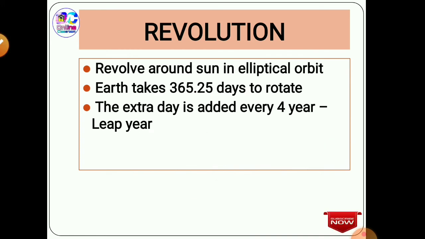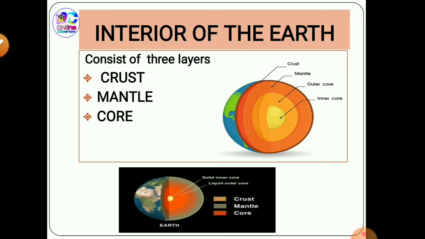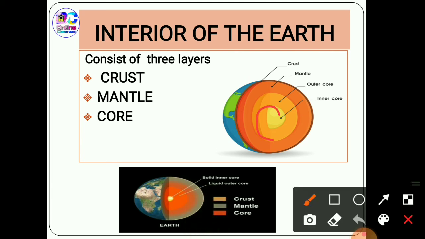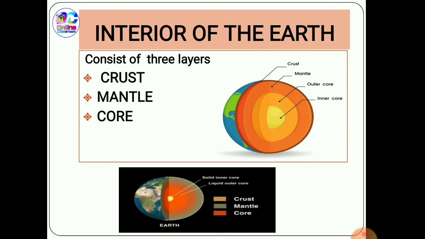Next we are going to talk about the interior of the earth. We all know the interior of the earth has 3 layers. The first one is the crust, next is the mantle, and the third is the core. The core denotes the innermost portion of the earth, while the crust is the outermost portion. The mantle is the middle portion between the crust and the core. Next we are going to talk about each of the layers in detail.